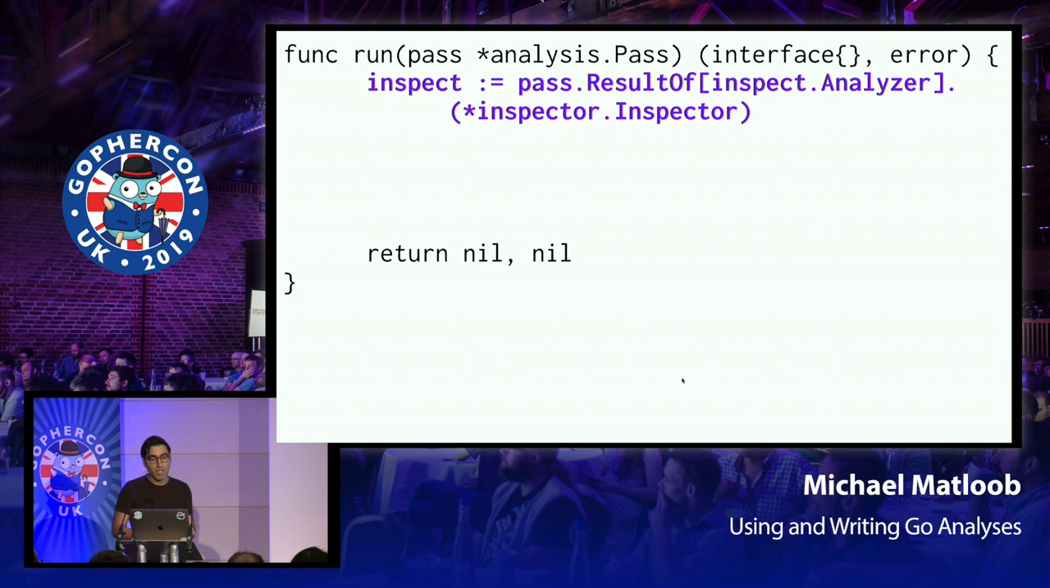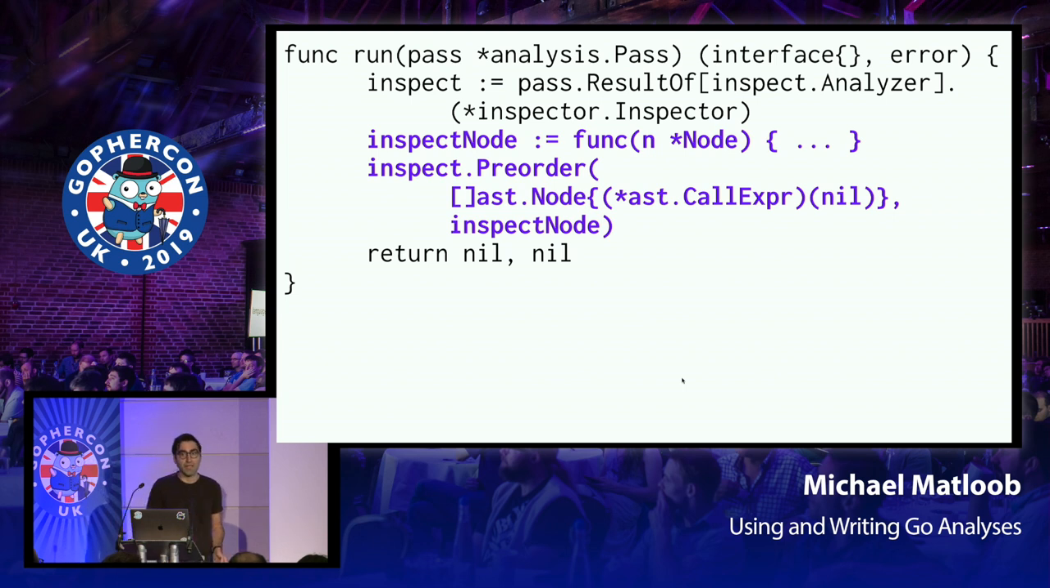But if you remember, we do use the result of the inspect analysis. And the results show up in this pass.ResultOf map, which is keyed by the analyzer value for that analysis. So we'll look up the result of the inspect analysis and do a type assertion because we know all of those results will be inspectors. So what is this inspector? Before this analysis runs, the dependency, the inspect analysis, prepared a summary of the code that we're looking at.